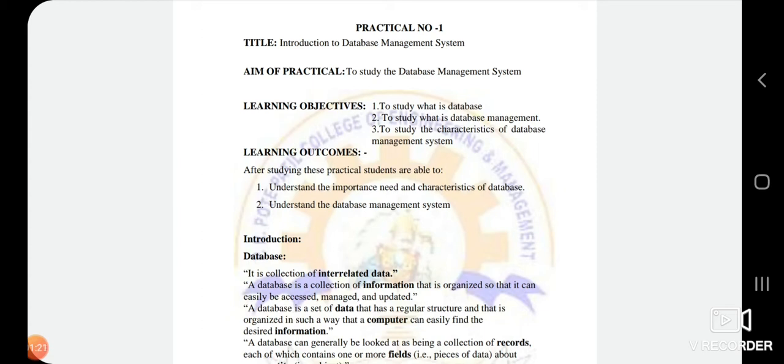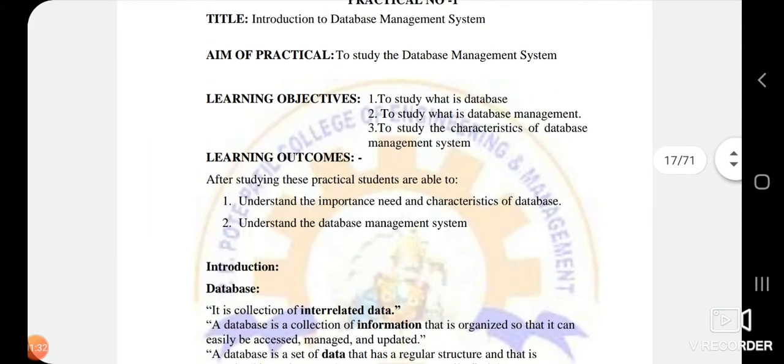So the very first practical is Introduction to Database Management System, and that is the title. And what is the aim? To study the database management system. Now after learning this practical, what are the objectives of this learning? To study what is database, then to study what is database management, and to study the characteristics of database management systems. So these are the objectives. What we have to do? We have to study database, we have to study database management, and we have to study the characteristics.